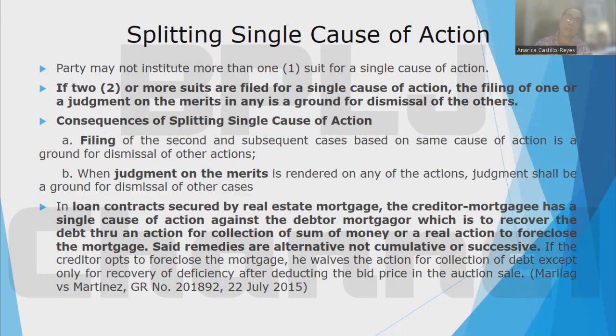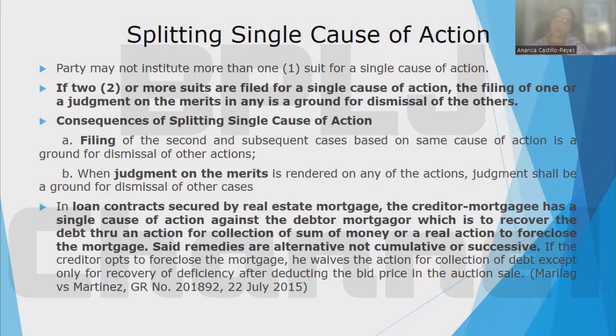The consequences of splitting a single cause of action are as follows. The filing of the second and subsequent cases based on the same cause of action is a ground for dismissal of the other actions. When a judgment on the merits is rendered on any of the actions, judgment shall be a ground for the dismissal of the other cases.